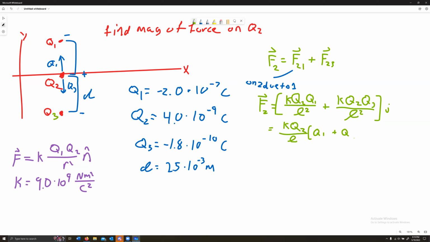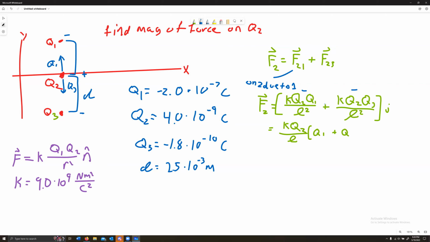Now, this is where there's a little bit of trickiness on the signs here, because here's the thing, right? When you multiply these two charges, q2 and q1, you're going to get a negative number here, right? Negative times a positive is a negative. When you multiply q2 and q3, you're also going to get a negative.